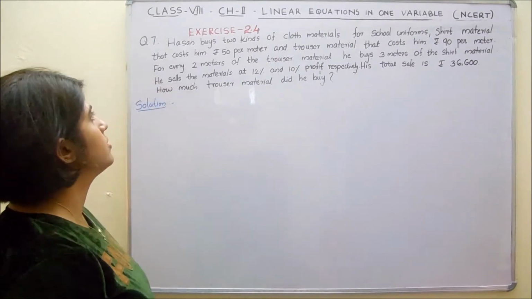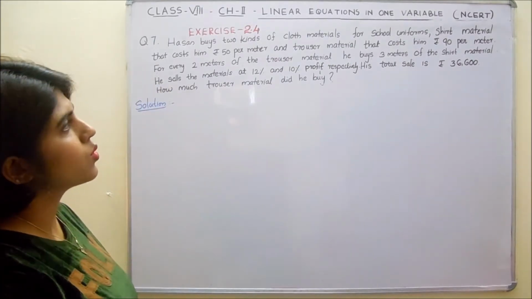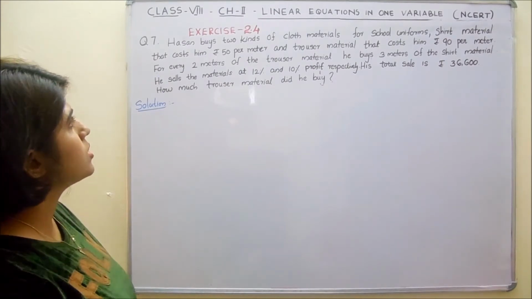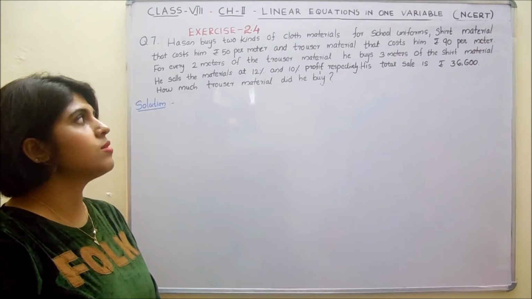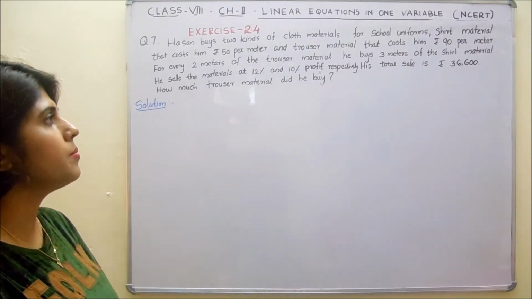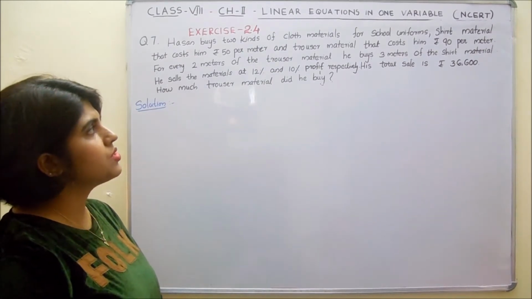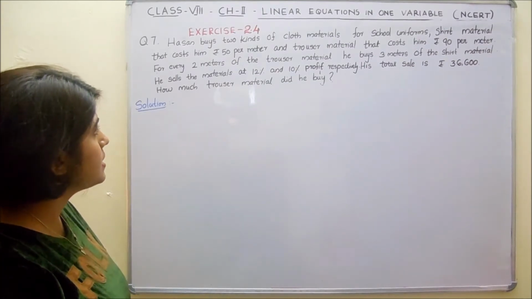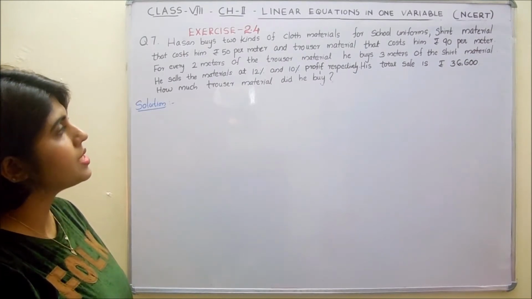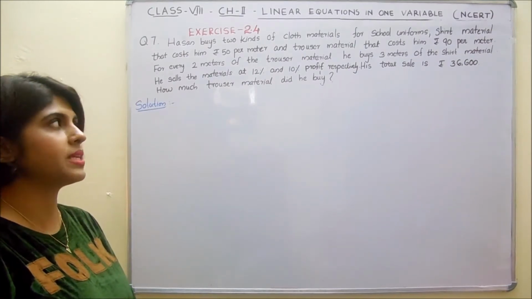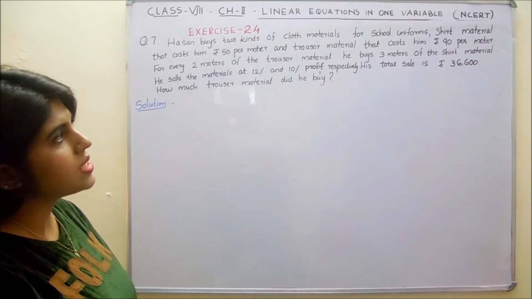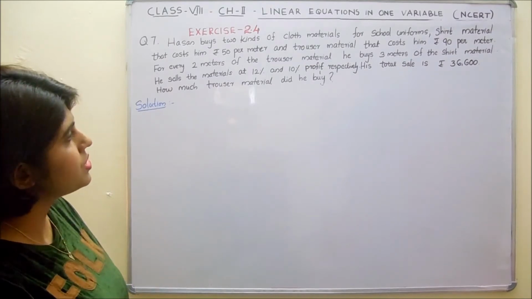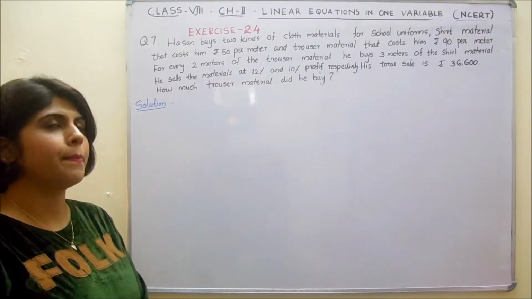Okay, 7th question. Hassan buys 2 kinds of cloth materials for his school uniforms. Shirt material that cost him rupees 50 per meter and trouser material that cost him rupees 90 per meter. For every 2 meters of the trouser material, he buys 3 meters of the shirt material. He sells the materials at 12% and 10% profit respectively. His total sale is rupees 36,600. How much trouser material did he buy?